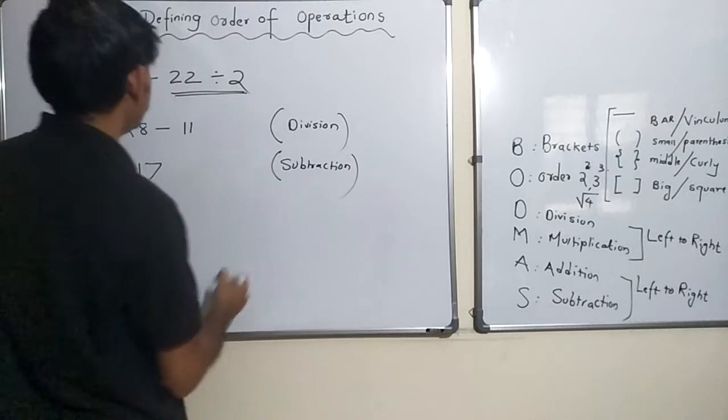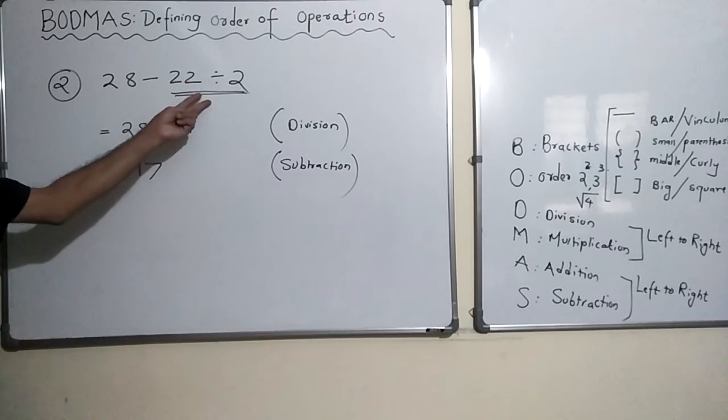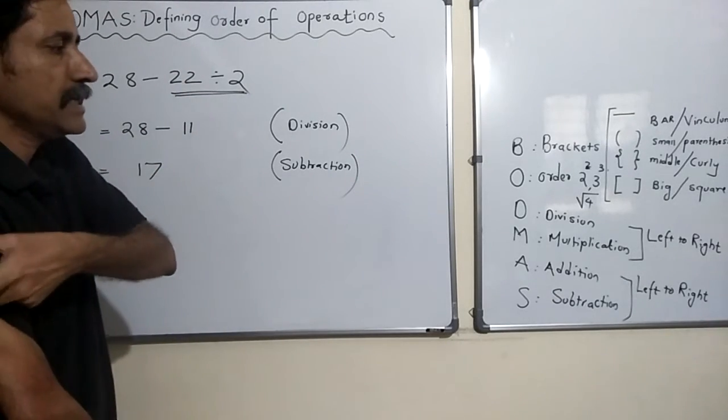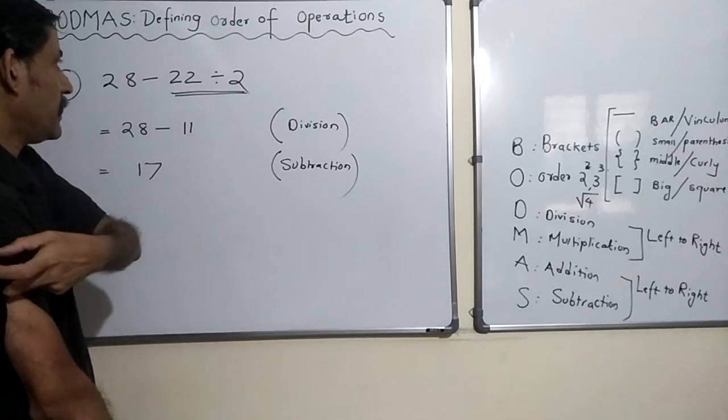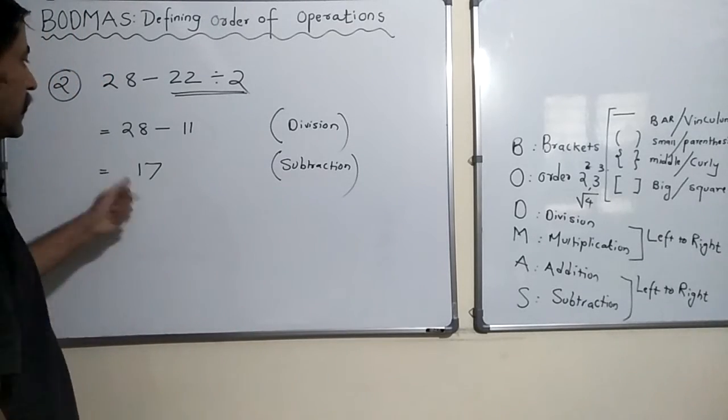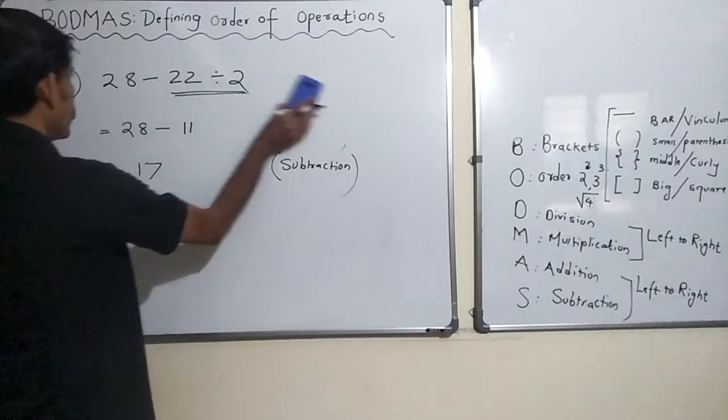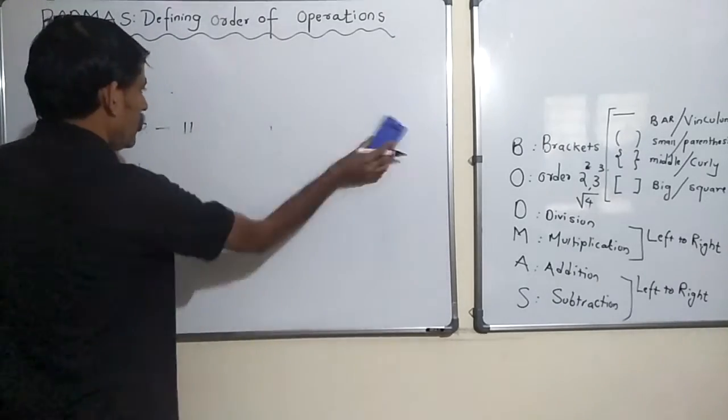Now this was an easy one, right? First I did division because division has more priority than subtraction, right? So 17, the answer is correct. So this is the answer. Let's take a look at the third problem.